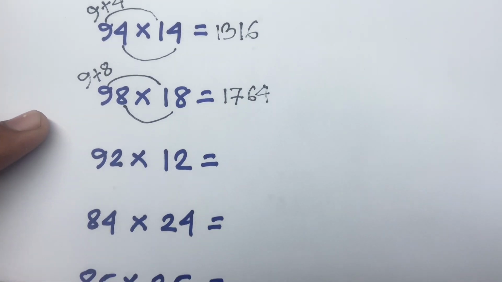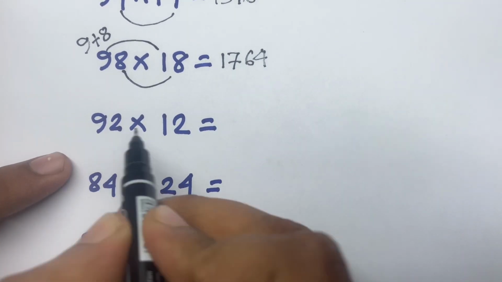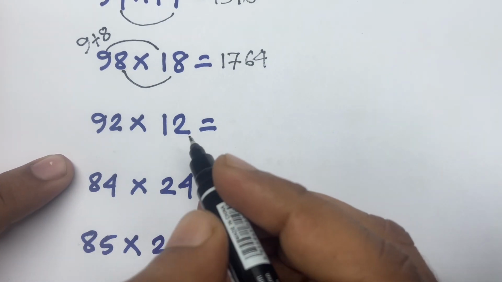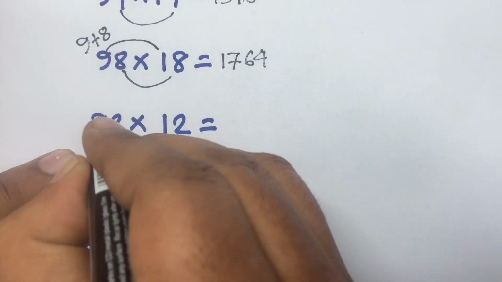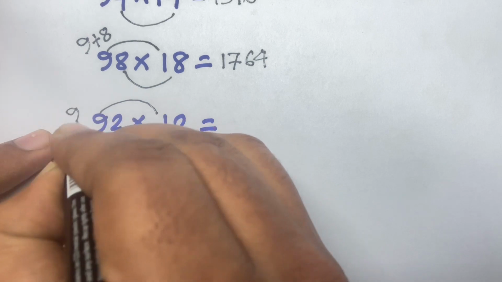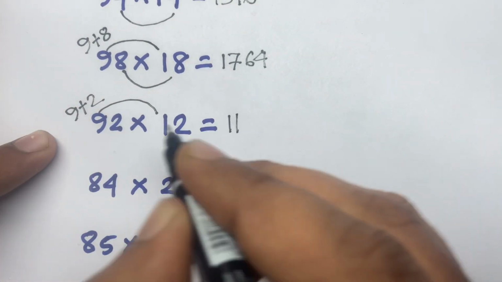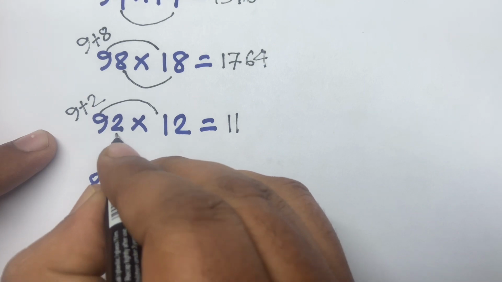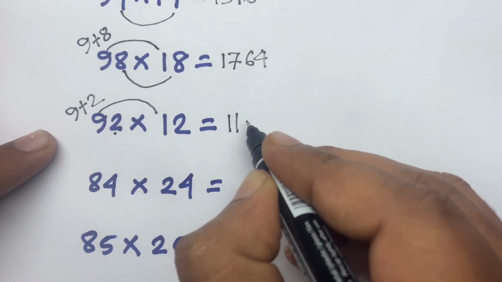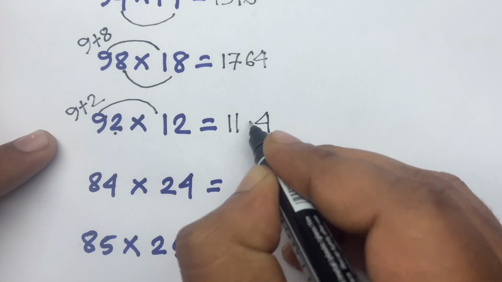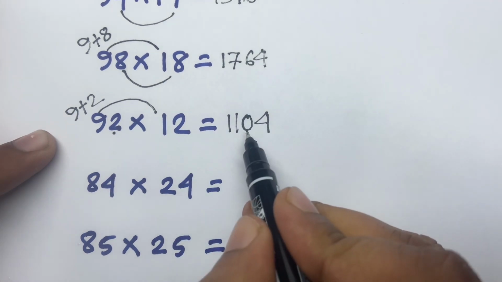And again, here is 92 times 12. So I can say 9 times 1 equals 9. Here is 2, so plus 2. 9 plus 2 is equal to 11. And now 2 times 2 is equal to 4. We know that here is 2 digits, so here is 4 and here is 0.